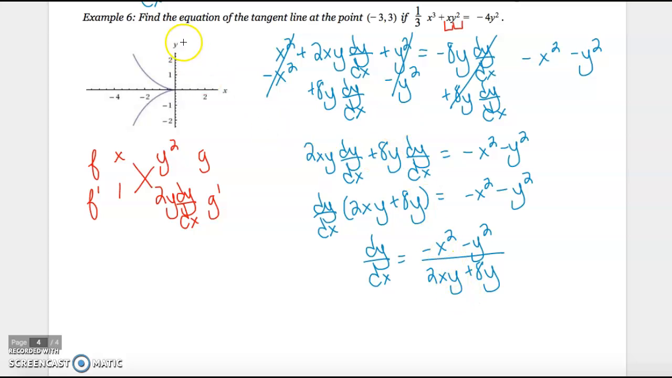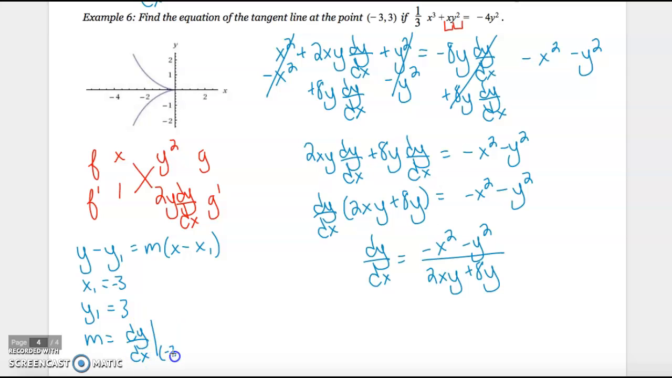Oh, I got ahead of myself again. Look, they want the equation of the tangent line again. My goodness. y minus y1 equals m times x minus x1. x1 is negative 3. y1 is in fact 3, and I just found my dy dx, so that will be helpful because I'll be calculating my derivative at the point negative 3 comma 3. So let's plug it in. Negative 3. Ooh, watch those negatives here. Mostly telling myself that.